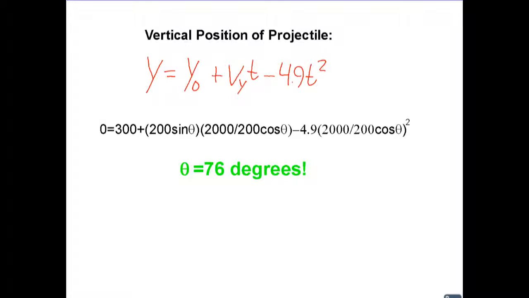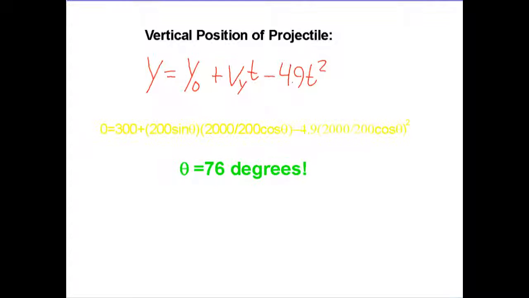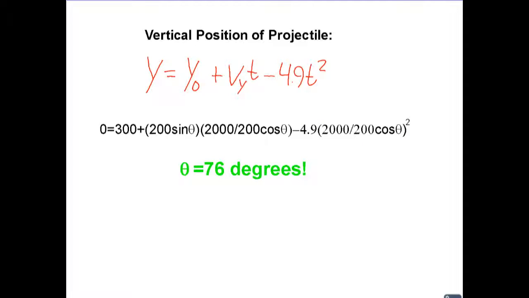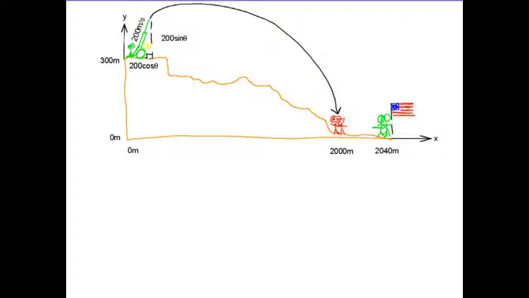Next, he uses the vertical position equation and plugs in the values. I know this is not a very friendly equation, but since we have only one variable, it is solvable. Using a graphing calculator, the lieutenant discovers that he must raise the guns 76 degrees in order to reach their target. After raising the guns 76 degrees, he gives the command and rains down hell right upon the enemy.